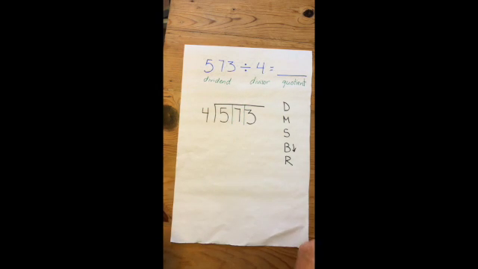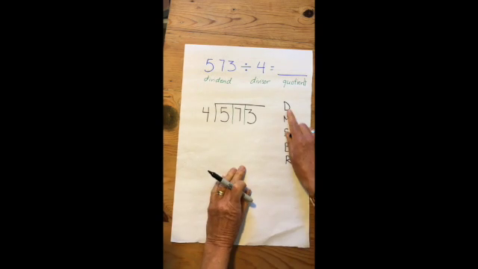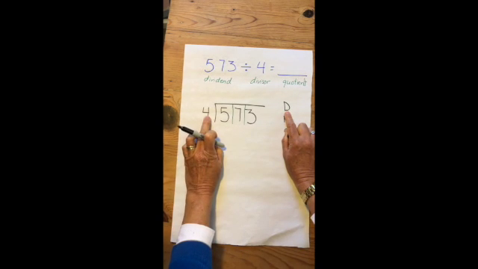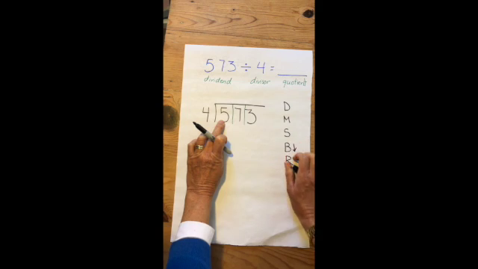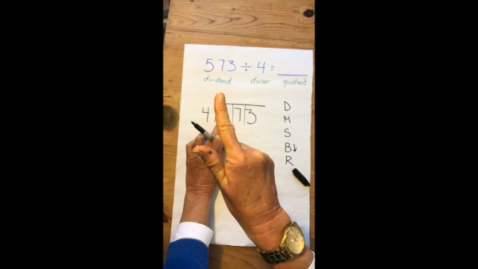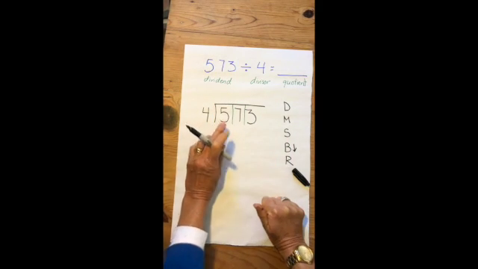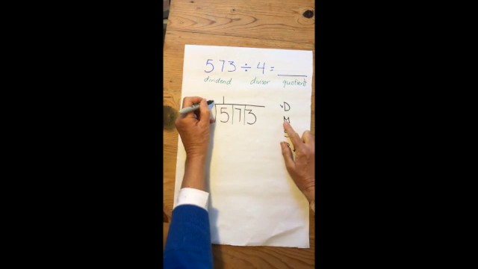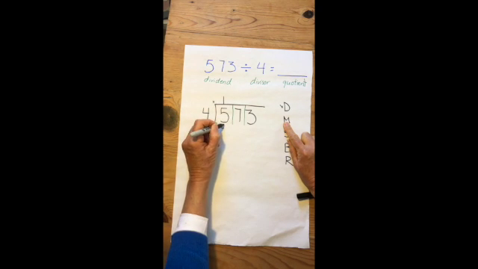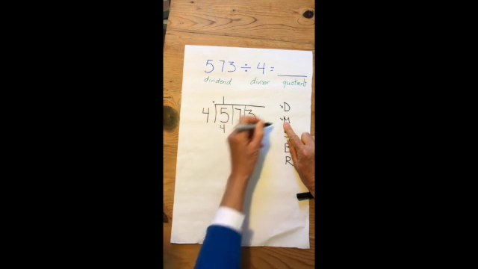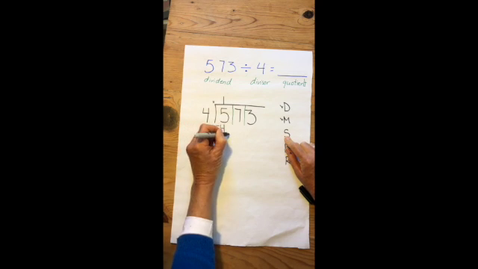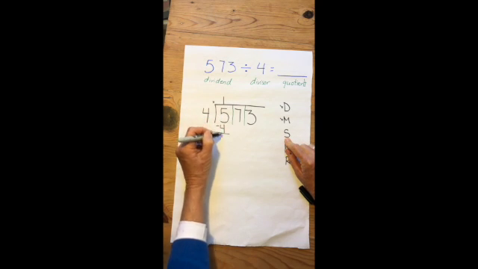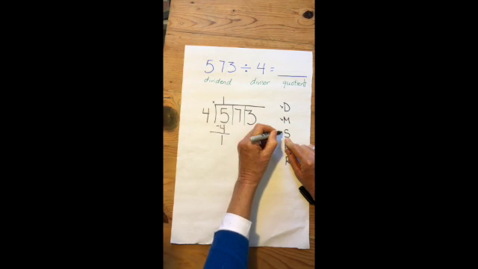So the first thing you're going to do is divide, and you're going to say how many 4s are in 5. 4, 8, too many, 1. So you put the 1 up here, check. Now you're going to multiply. 1 times 4 is 4, check. Then you're going to subtract. 5 minus 4 is 1, check.